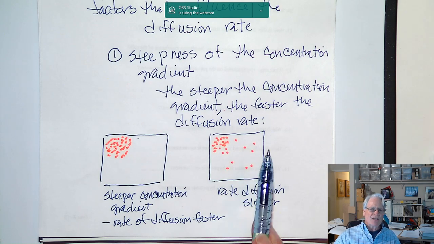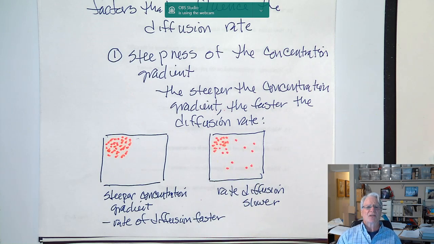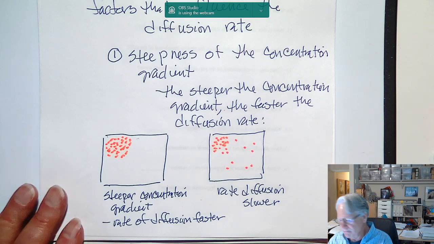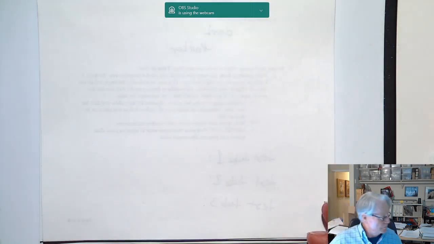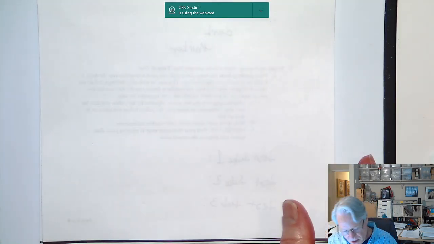So this idea of steepness of concentration gradient is working in your favor in that situation. Simply by burning up more oxygen, you create a steeper concentration gradient, and more oxygen is being dumped into your cells to feed the need for the production of energy.